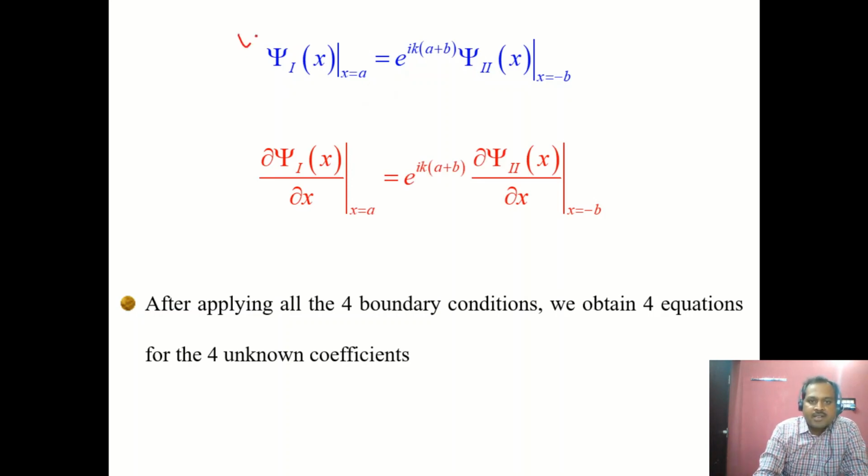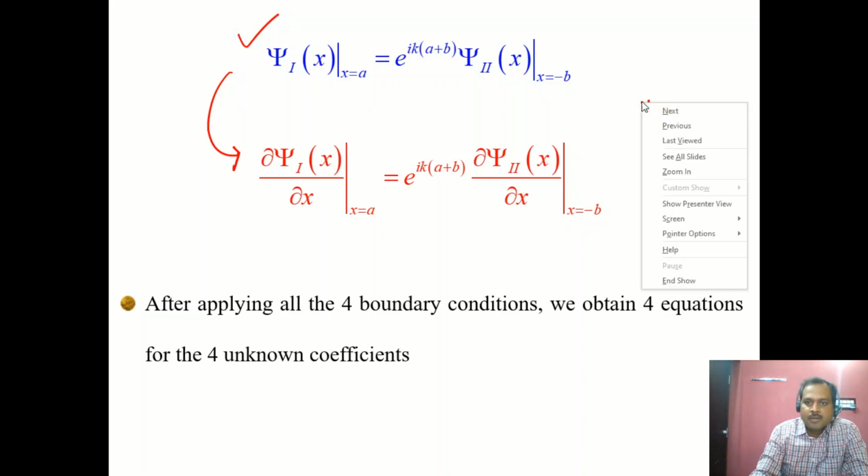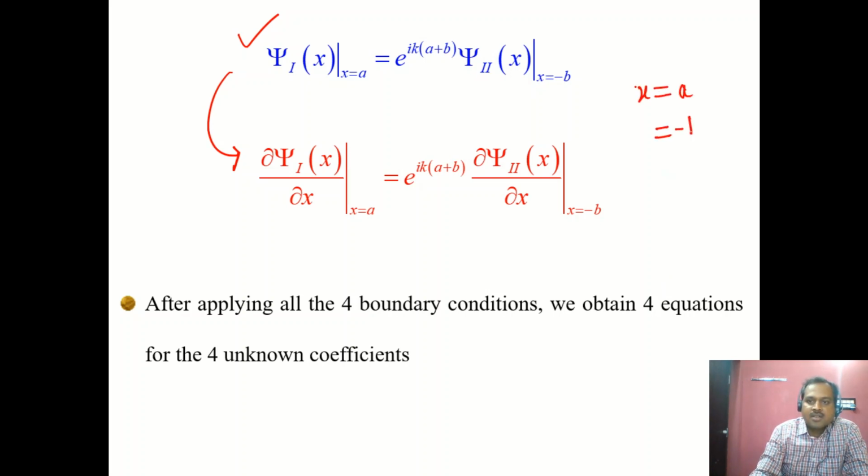That is, psi 1 at x equal to a will be equal to e to the power i k (a plus b) psi 2 at x equal to minus b. Similarly, the first spatial derivative, that is d psi 1 by dx, will be equal to the same phase factor e to the power i k (a plus b) times d psi 2 by dx at x equal to minus b, because the same wave function is going to be repeated at x equal to a and at minus b with a phase factor of e to the power i k (a plus b), which is coming from Bloch's theorem.